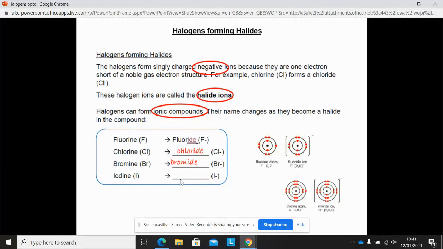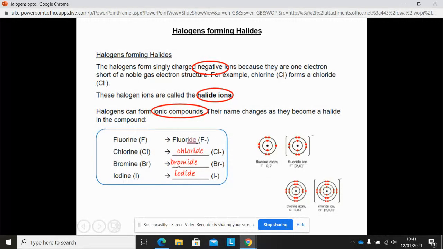I forgot to mention as well, halogens can form ionic compounds. That's another important fact for you to remember, and you need it for the questions that I'm going to ask you in a little while. Their names change as they become a halide in the compound. So those are the names you need to remember.